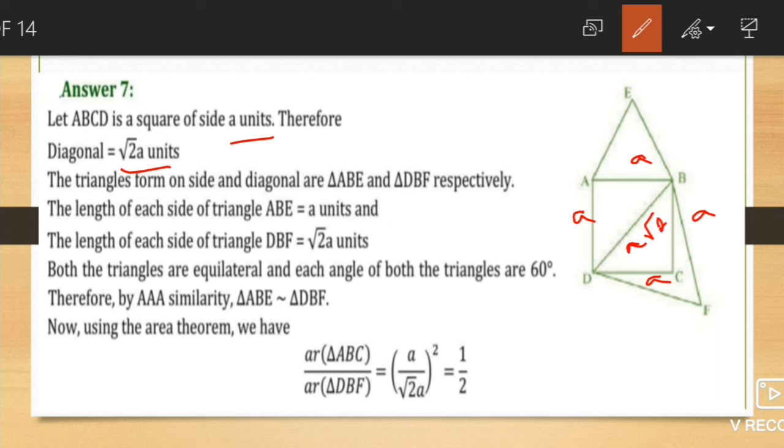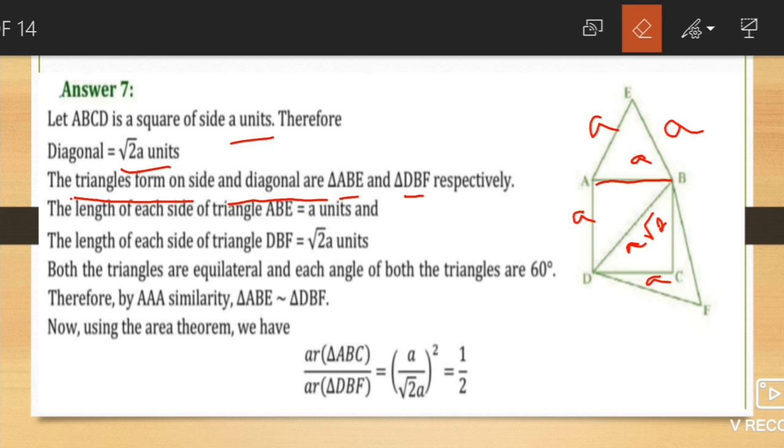Okay, now if you take AB, also given that the triangles formed on the side and the diagonal are triangle ABE and triangle DBF. I told you this one. Okay, so for triangle ABE, if this side is A, that means this side is also A, this side is also A.